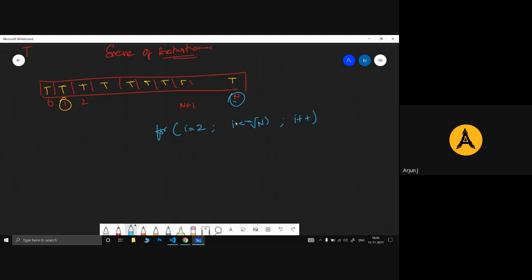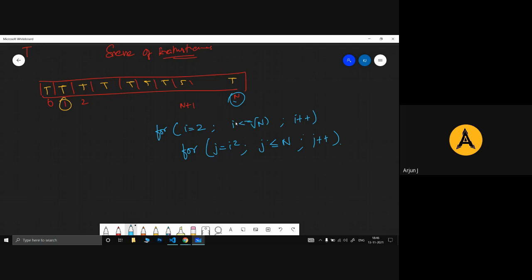And then we increment i. So how is our inner for loop going to be? Our inner for loop is going to start from i square. Why is it going to start from i square? Just wait for some time and I will explain why this happens. And then we are going to increment j. So what is this doing over here?